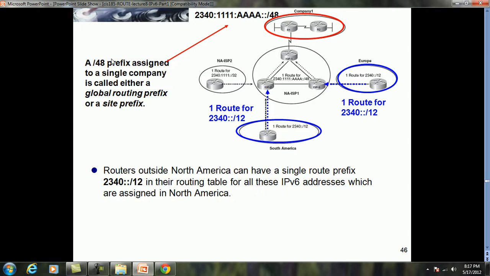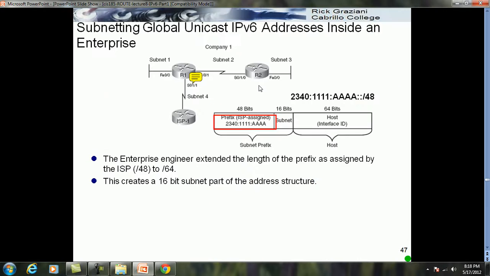A /40 prefix assigned to a single company is called either a global routing prefix or site prefix. Now, routers outside North America can have a single route prefix of /12 in the routing table for all these IPv6 addresses which are assigned to North America. So when Europe comes here, they have one route to this network, which points to everyone over here. Same way, ISP2 also has one route to this. So to go to any network over here, this company 1 or anyone, there is only one single route responsible for so many devices, correct?